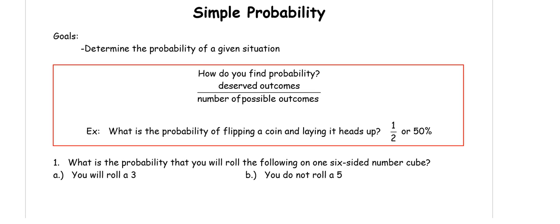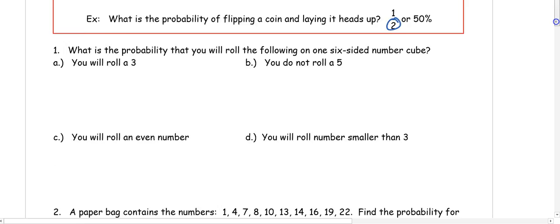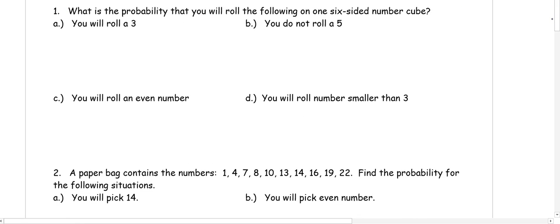So for example, what's the possibility of flipping a coin and it landing heads? Well, there's two possible outcomes. There's heads or tails, and we want heads. So this would be 1 over 2 or 50%. We're going to write all of our probabilities as fractions that are reduced for this.